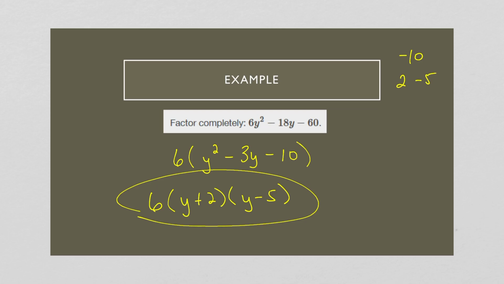So again, when that leading number is 1, and you found the factors that multiply to be that, but add up to be that, then you're done. You can actually skip that middle couple of steps, which makes our life a little bit easier.